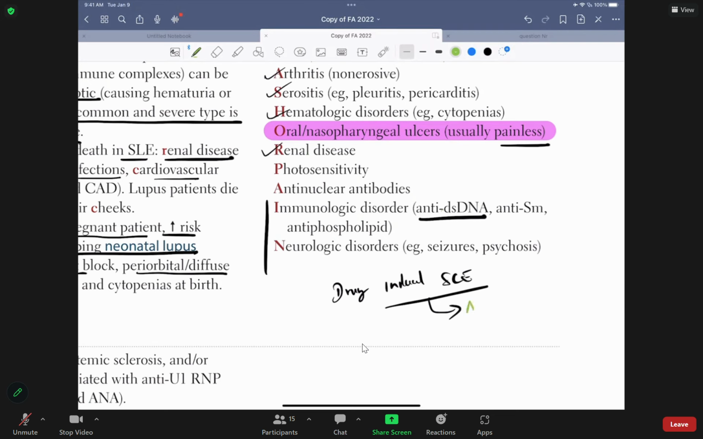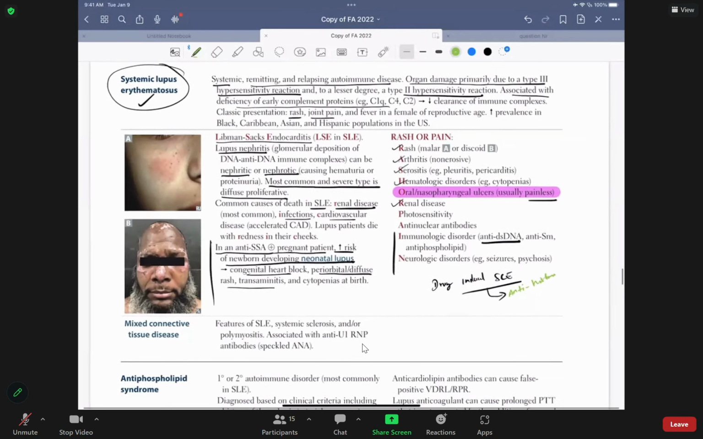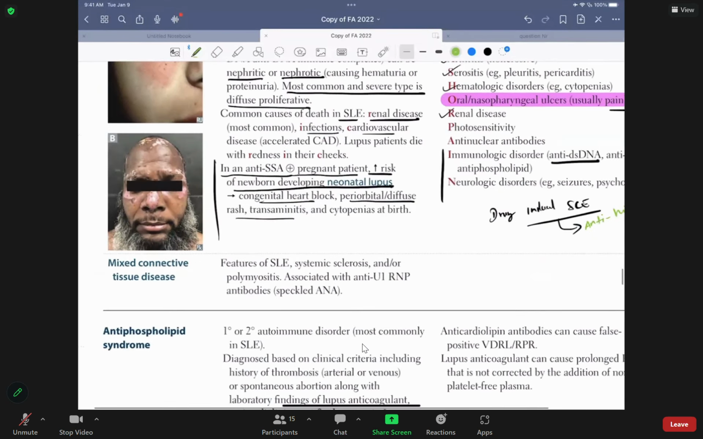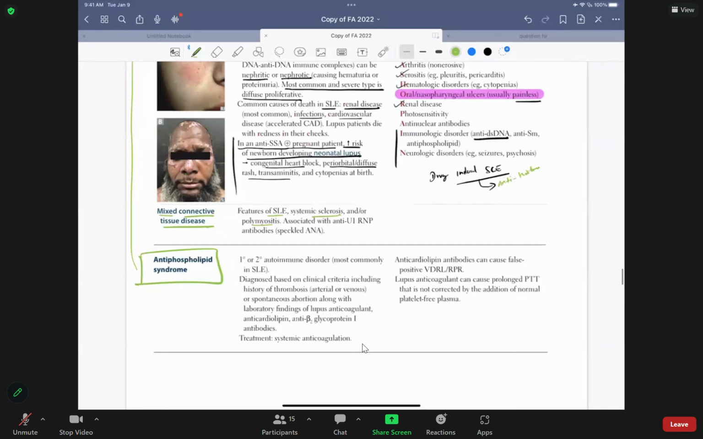Anti-histone antibodies. So the minute you see anti-histone antibody, that should be drug-induced, okay? Okay. So that's your systemic lupus erythematosus. There's another type called mixed connective tissue disease. These are features of SLE and some systemic sclerosis. Sclerosis means fibrosis, and polymyositis. We'll talk about that as a subcategory. Now, after this, I want to talk about antiphospholipid syndrome.